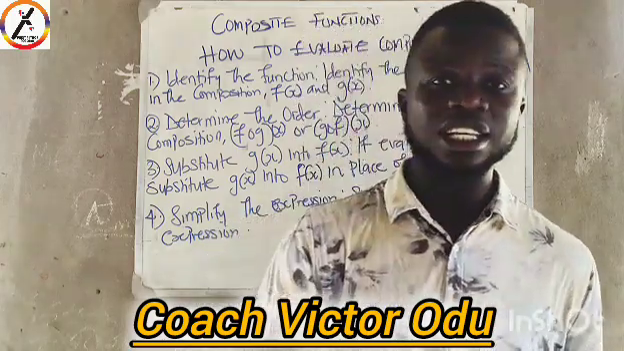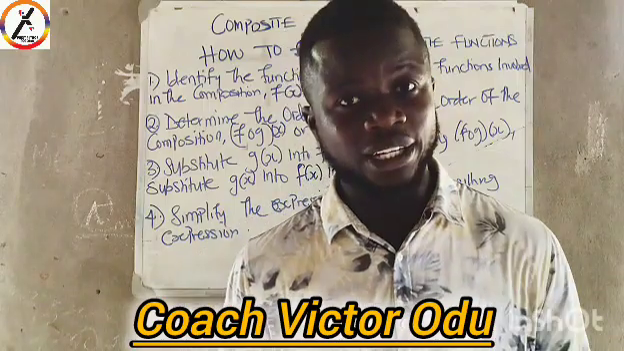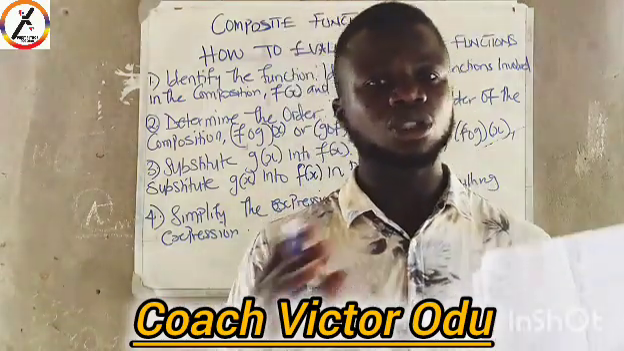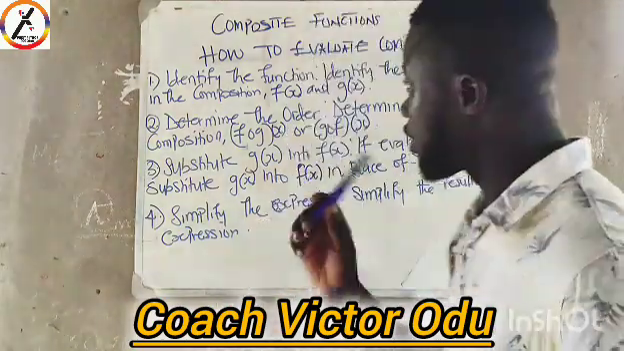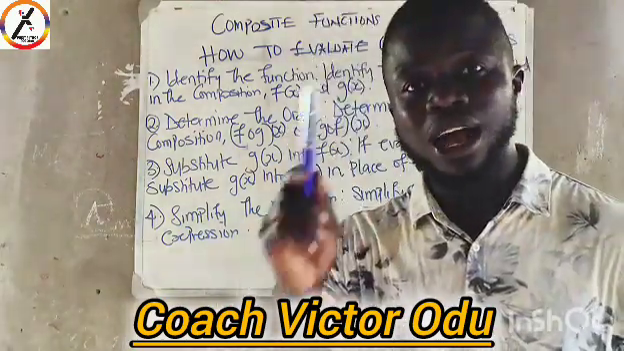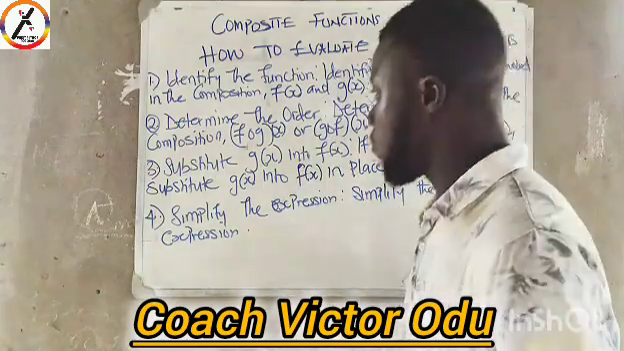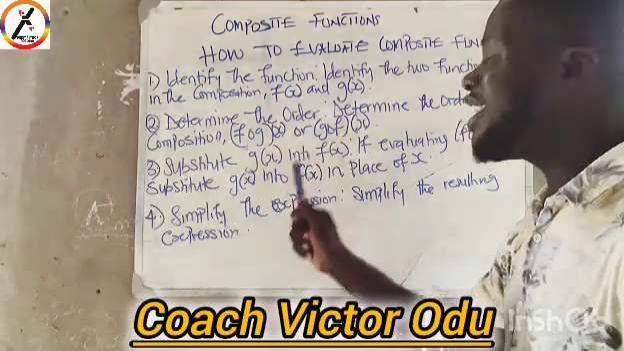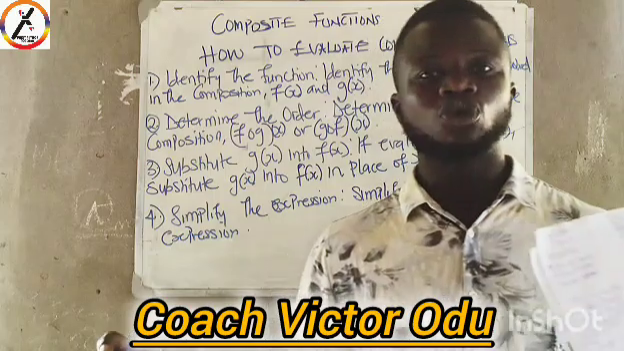So you should understand that anytime you're given a problem on composite functions, or two functions for you to find, maybe using the sum rule, the product rule, the difference rule, or the quotient rule, what you have to know is to identify the function first, and secondly to determine the order of the equation, and they ask you to find f of g of x. And the third one is to substitute g of x into f of x. This is the main part to evaluate.